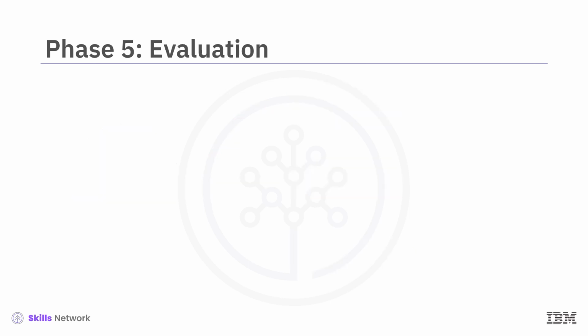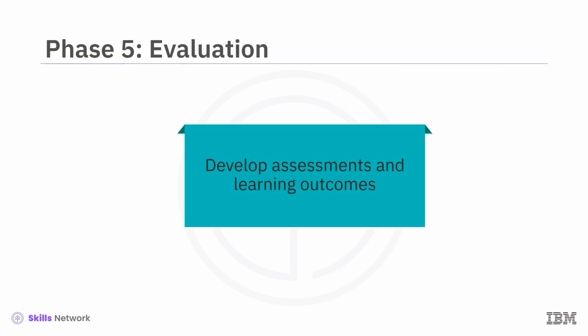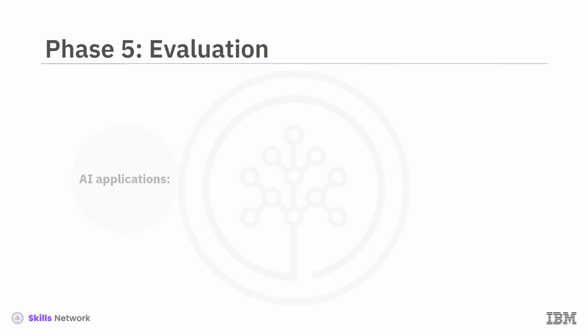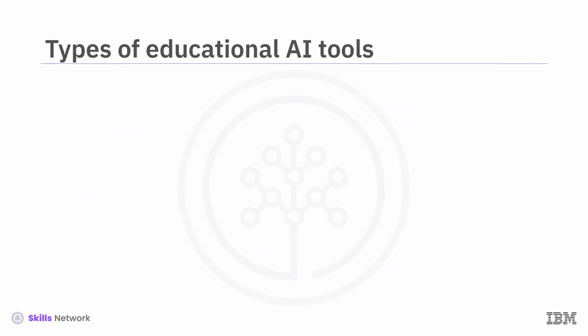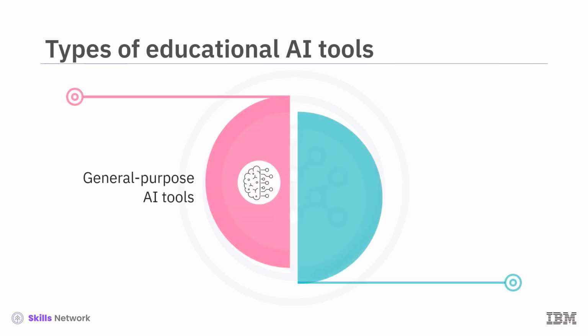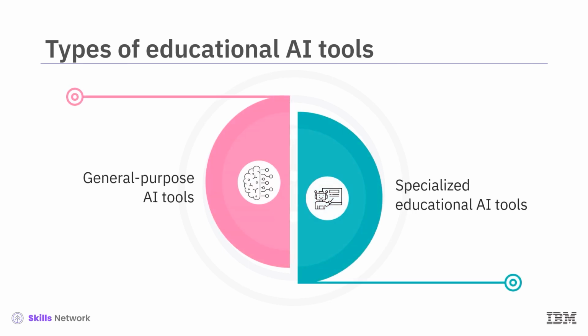The last phase is evaluation, where you develop assessments of instructional effectiveness and learning outcomes. GenAI gives you the ability to analyze assessment results, especially for open answers, generate feedback reports and improvement recommendations, and process course evaluations. Next, let's examine educational AI tools, which are divided into 2 categories: general purpose and specialized.